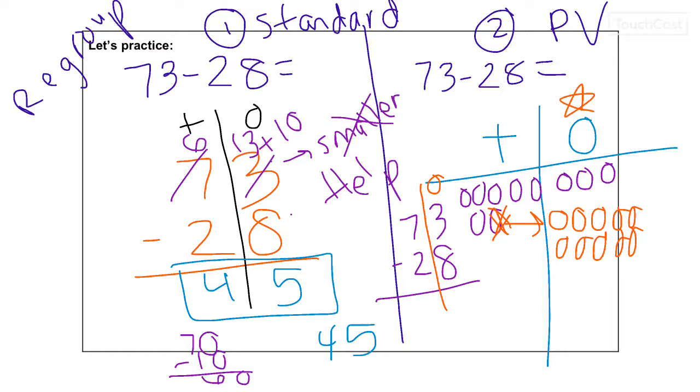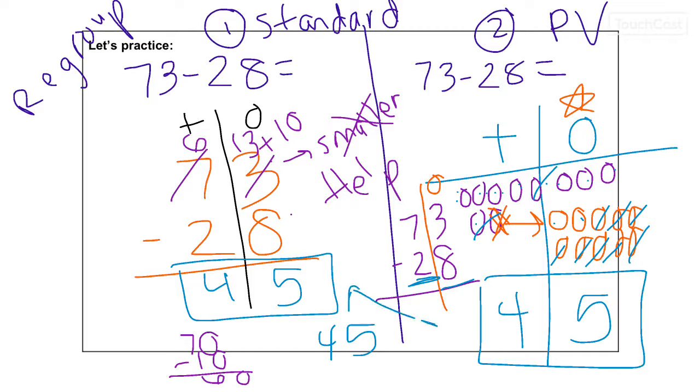We had 7 tens, now we have 1, 2, 3, 4, 5, 6. Okay, so let's see, can we take away 8 now? Yes, 1, 2, 3, 4, 5, 6, 7, 8. How many are left? 1, 2, 3, 4, 5 total. Now on this side we have to take away 2, right? So 1, 2, how many are left? 1, 2, 3, 4. The difference is 45 again. So we got the same answer on both sides.